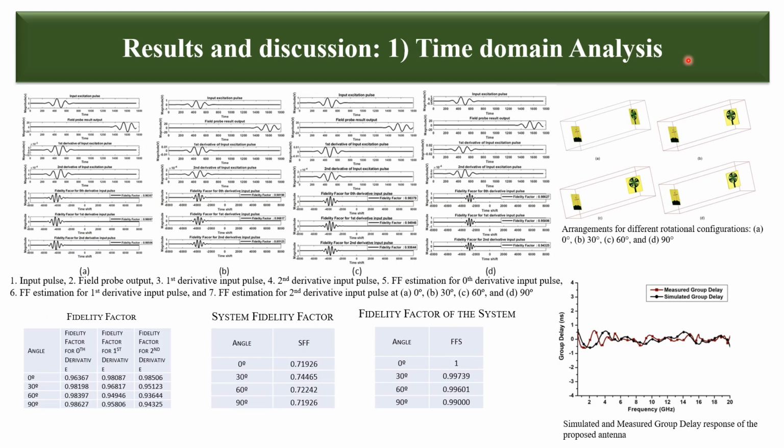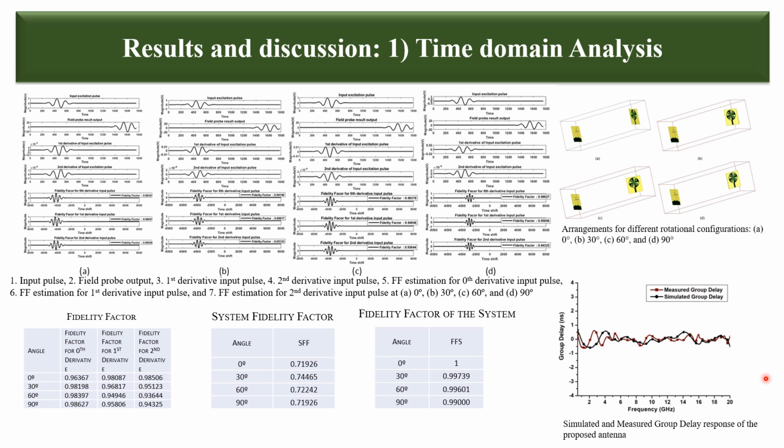Time domain analysis, which is very important to predict signal distortion produced by the antenna. The proposed antenna is analyzed in time domain by means of fidelity factor and group delay analysis. Here, these are all the pulses used to predict fidelity factor, and this is the arrangement of antennas to calculate the system fidelity factor and fidelity factor of the system. It shows more than 90 percent, and here it is more than 70 percent, which are desirable for pulsed transmission.